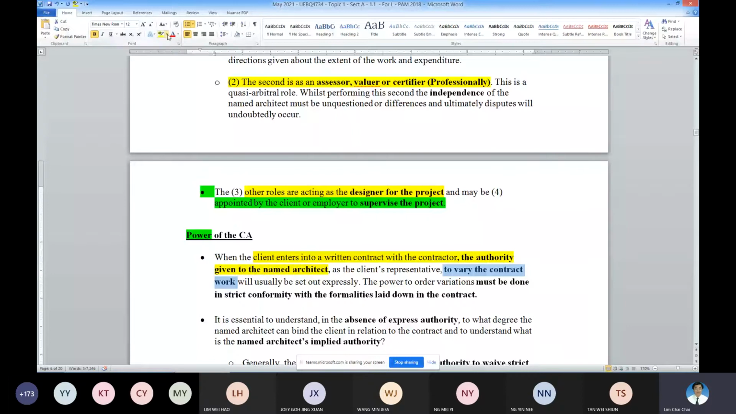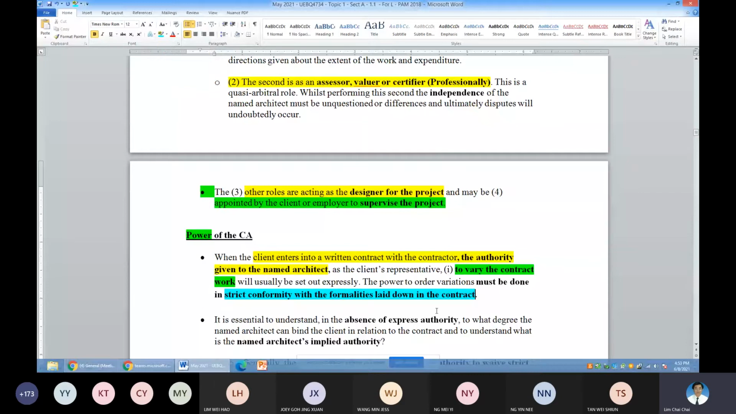That is one of the power. Okay. Usually it must be in conformity with the things that are laid down in the contract. That means if the architect under the contract document says, okay, you can issue VO, but only to certain type of the work, then the architect can only issue VO to a certain type of the work. Cannot be more than that or anything that is different. Okay, so it's reflected in the document. So we're going to cover this in the future topics.